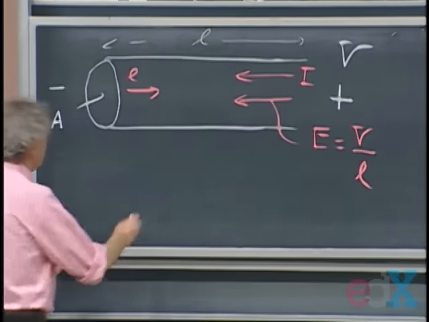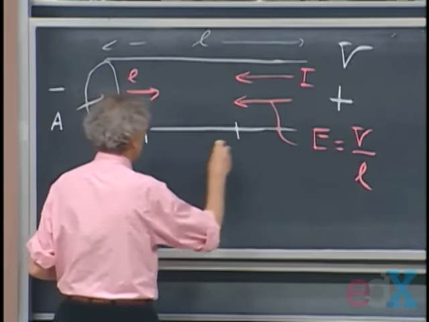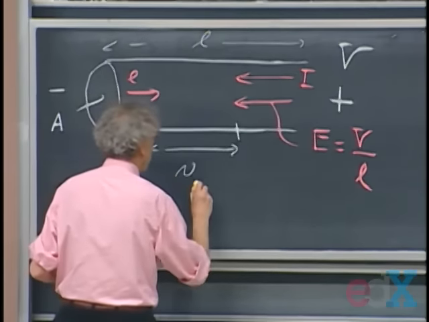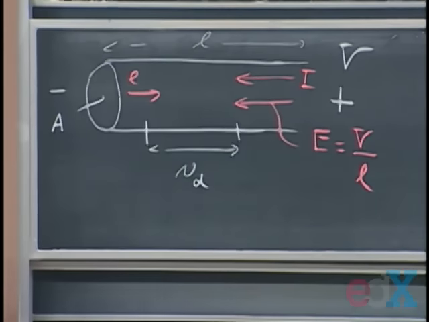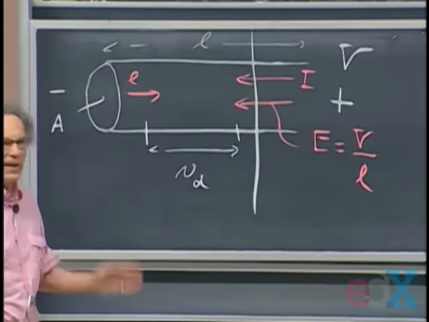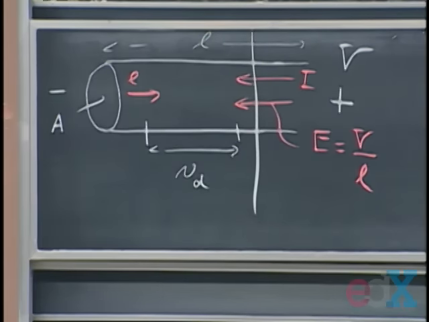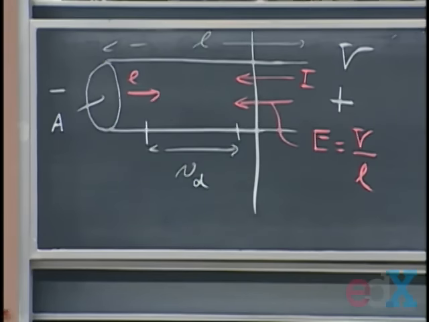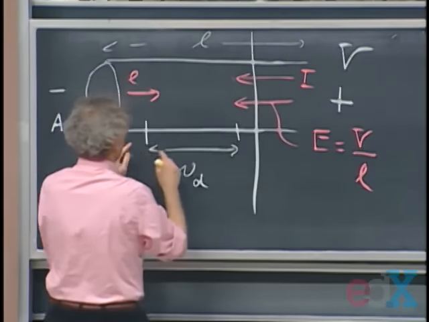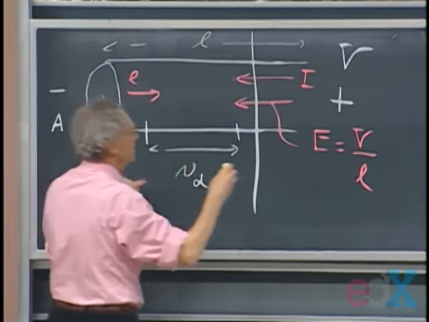In 1 second, these free electrons will move from left to right over a distance v_d meters. So if I make any cross section through this wire, anywhere, I can calculate how many electrons pass through that cross section in 1 second. In 1 second, the volume that passes through here is v_d times A.